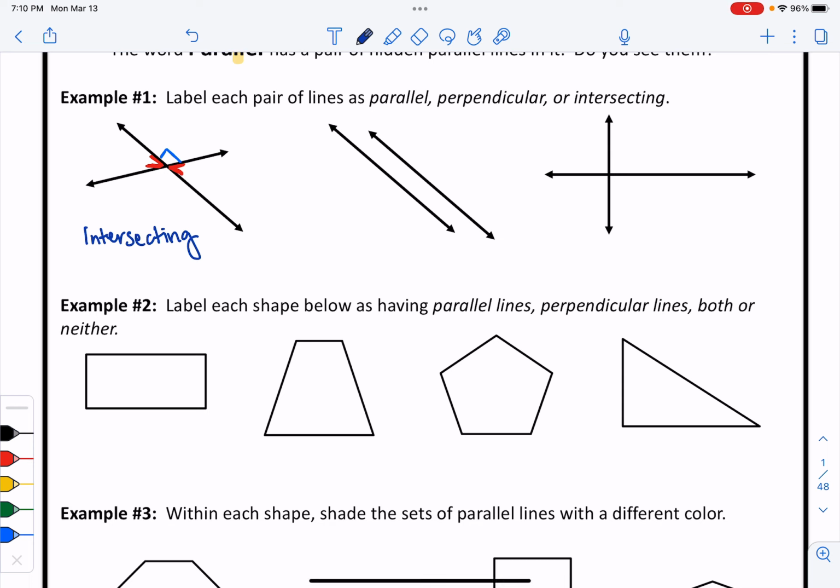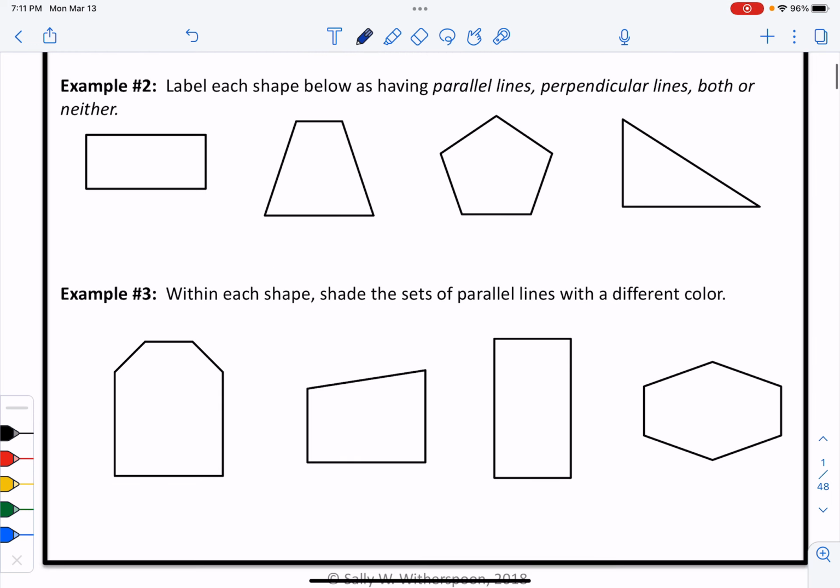Okay, our next set is parallel. They're not going to touch. This one, I'm going to do the box test. If it forms a perfect square, then it's going to be perpendicular. Remember, if I am going too fast for you, feel free to stop and pause the video. That's one of the good things about doing these videos, is that you have the ability to control how fast or slow.